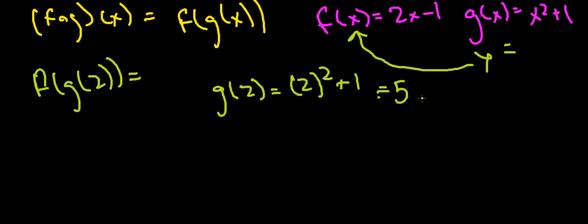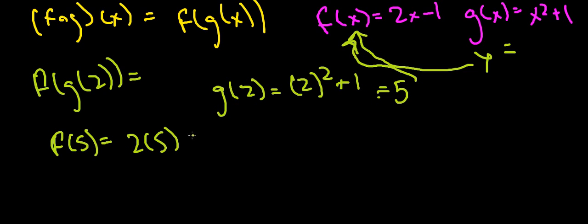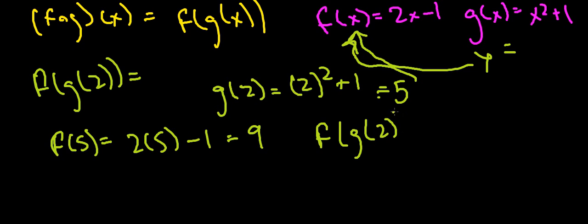So now we have our 5. We take our 5 and put it into f now, because we're taking the function value of g of 2, and g of 2 is equal to 5. So now we do f of 5. f of 5 is equal to 2 times 5 minus 1, and this is going to be equal to 9. So f of g of 2 is equal to 9.